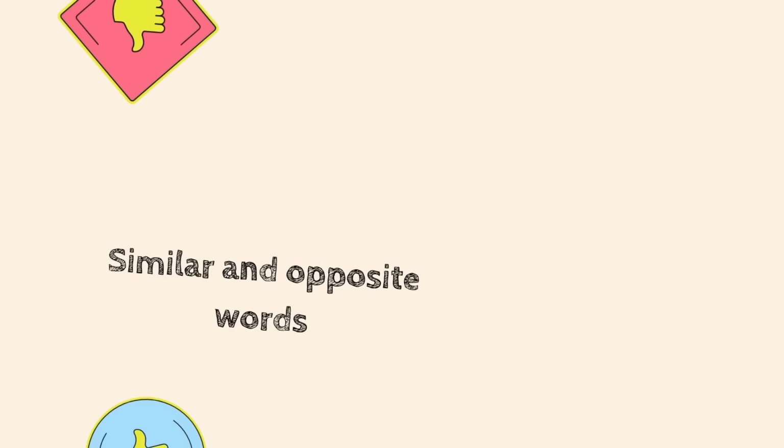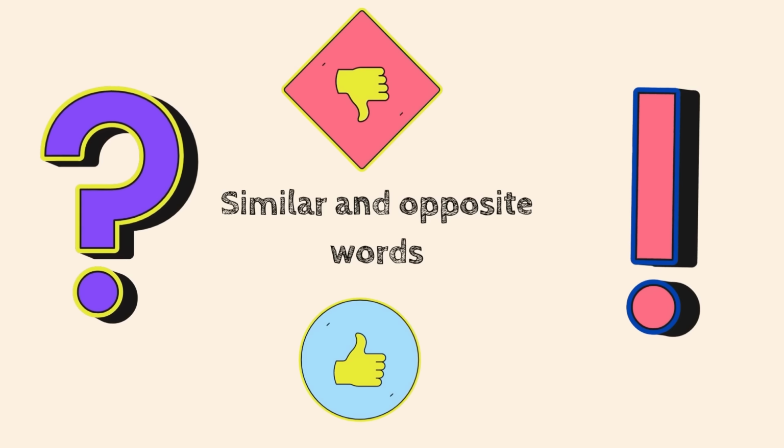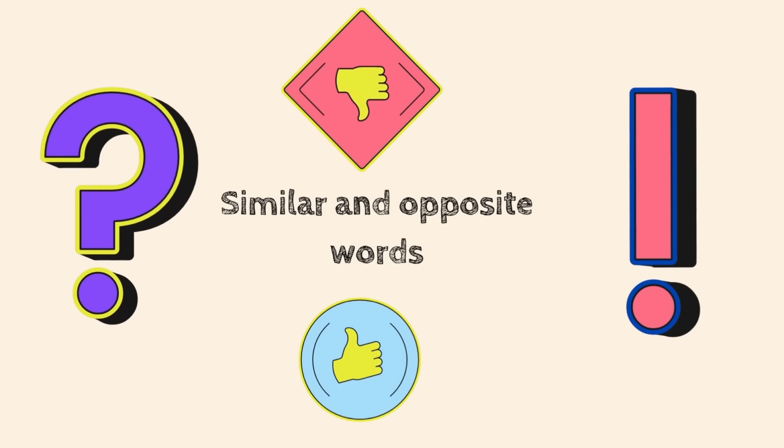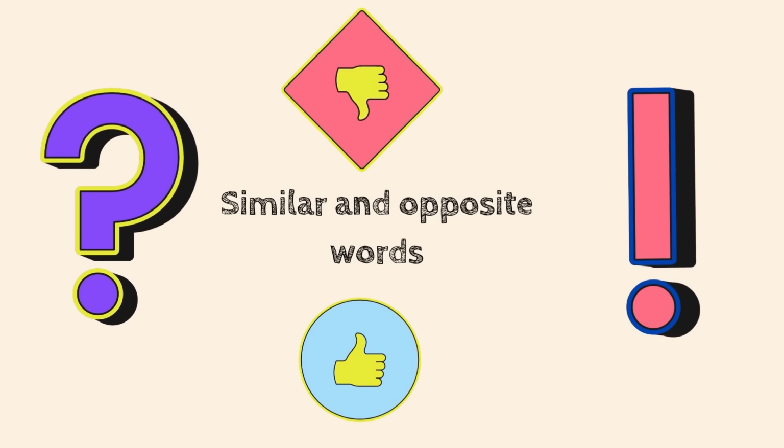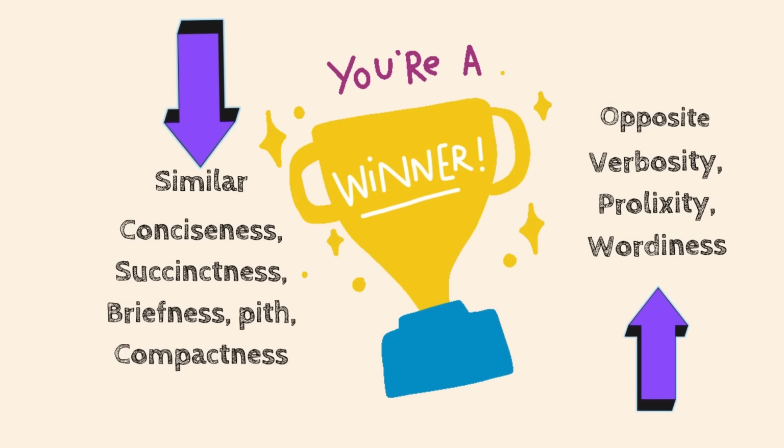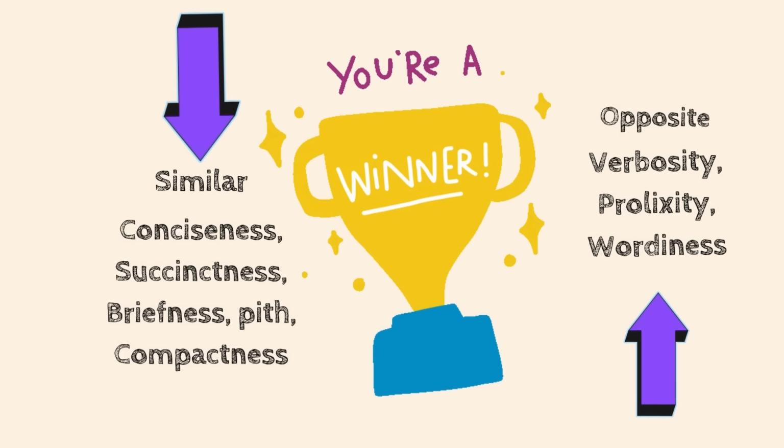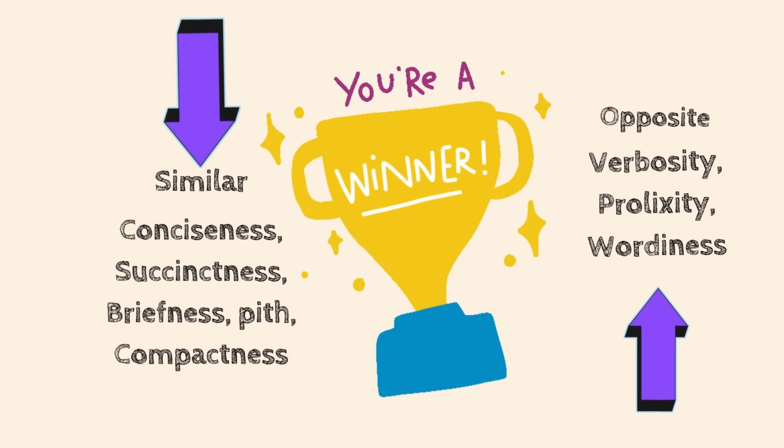Moving on to the most important part, where we learn the similar and opposite words for brevity. Some similar words like conciseness, succinctness, briefness, pith and compactness. Some opposite words like verbosity, prolixity, wordiness. Keep that in mind. Learning these words will help understand the word better.